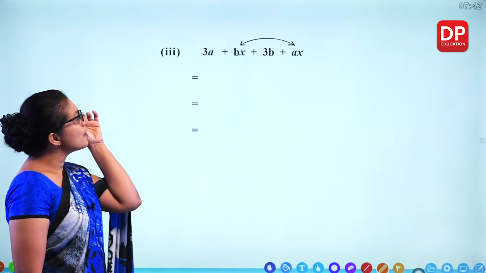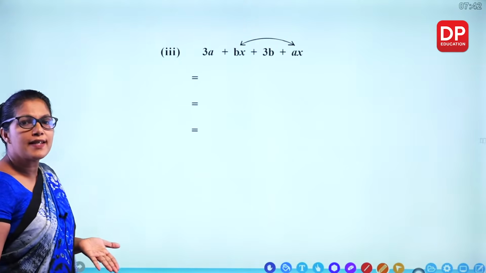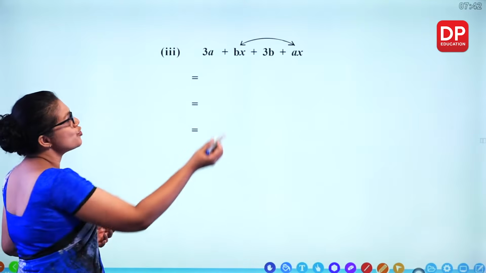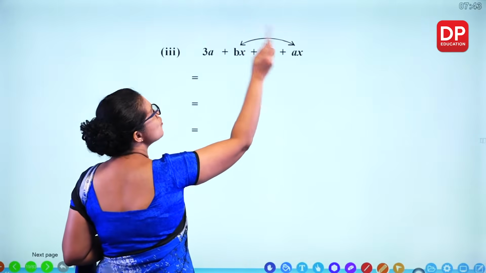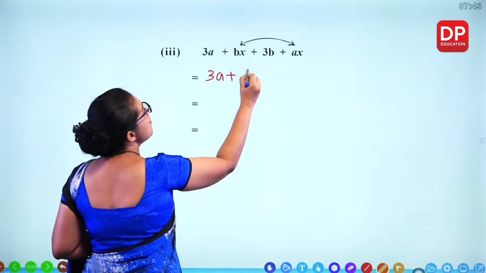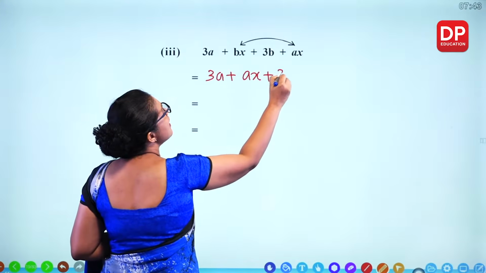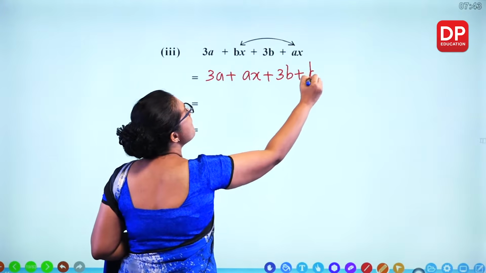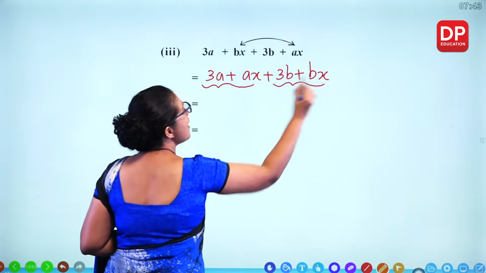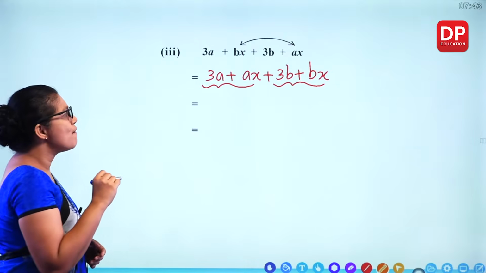Now take this one also. 3a and bx, can you find factors? You can't find factors. So what do you do? You interchange this to this. So I can rewrite this as 3a plus ax and 3b plus bx. Then take first two separately and the last two separately and factorize.